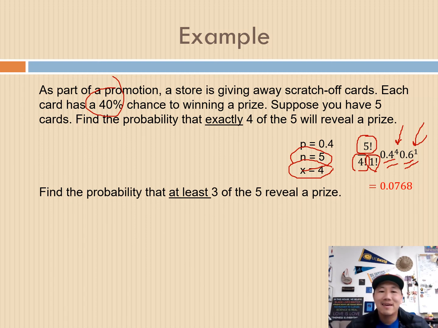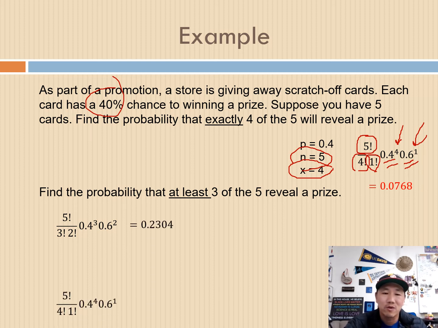All right. Now, the next question. Find the probability that at least 3 of the 5 will reveal a prize. So we want 3 of the 5, or at least 3 of the 5. So what does at least 3 mean? That means 3 or more. So basically 3 or 4 or 5. So here's applying the formula for 3 wins. This should get about 0.2304. Here's the probability of getting 4 of the cards to win.